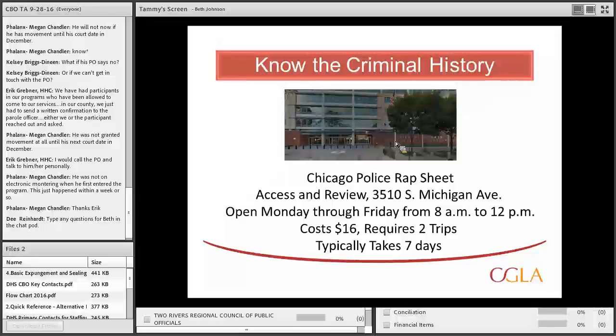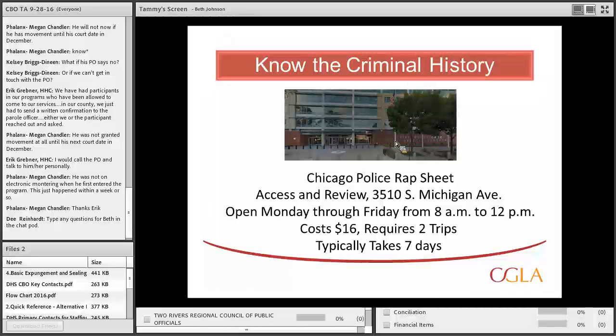One way to find out what is on somebody's criminal history, for the organizations located in Chicago: CPD has a rap sheet generating machine down at 35th and Michigan where they take fingerprints daily. Just so everyone knows, a rap sheet stands for a record of arrest and prosecution. So that's where that comes from.